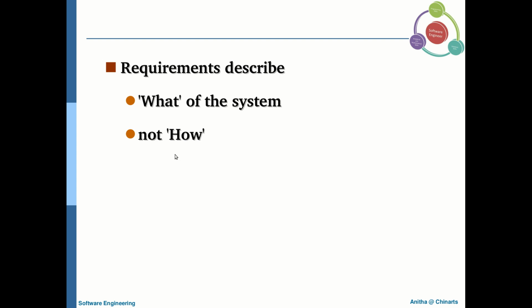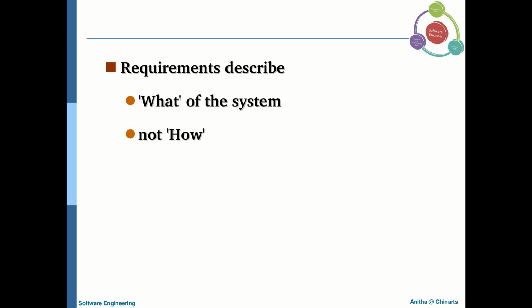Say, for example, one of the requirements of a system can be specified as student report generation. That is the what of the system. But how the report is to be generated will not be specified in the requirements. Or say the customer says that he wants an online payment facility in the system. Online payment facility is one of the requirements, but how it is done is not specified in the requirements. So requirements describe the what of the system and not the how of the system.